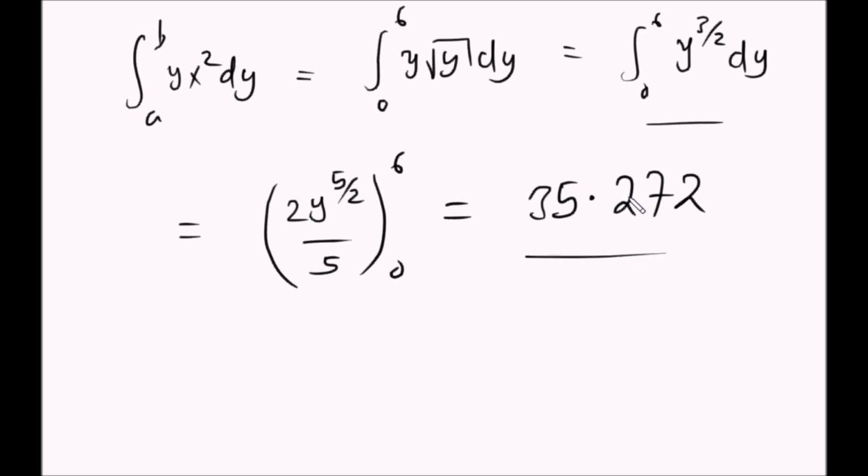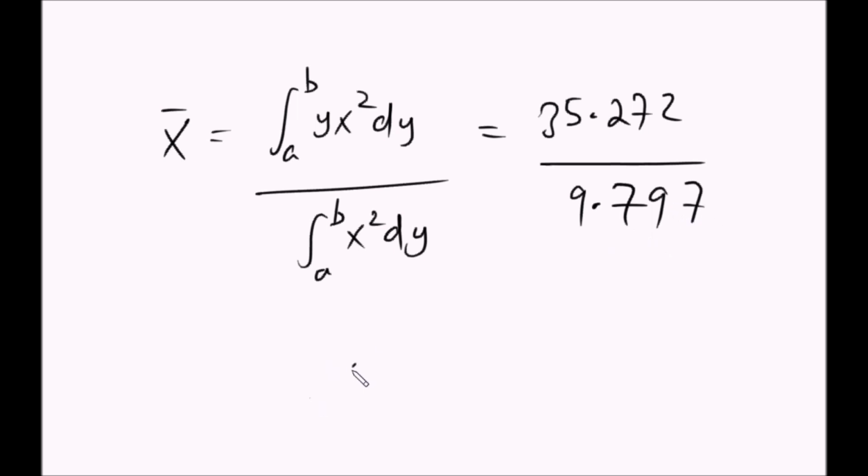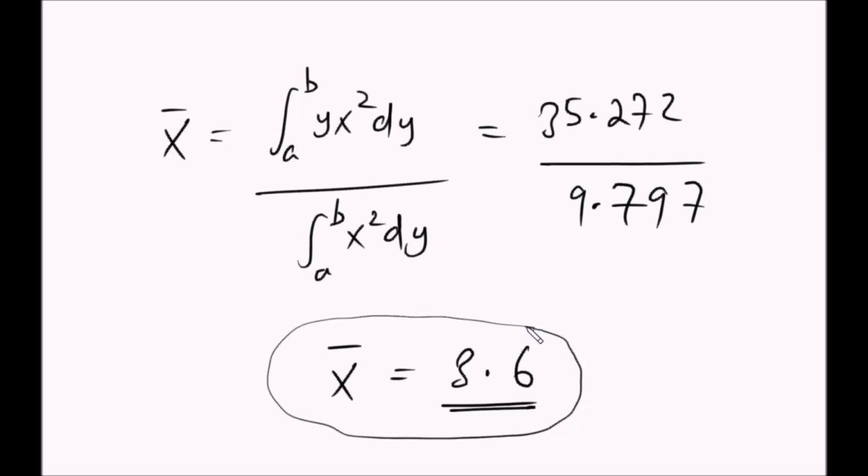Yeah. So remember tunatafuta center of mass. Kwa center of mass tumesema ndo huyu over huyu. So huku juu tumepata 35.272, alafu huku chini tumepata 9.797. So a center of mass itakuwa nini? 3.6. Yeah. So 3.6 is our center of mass.